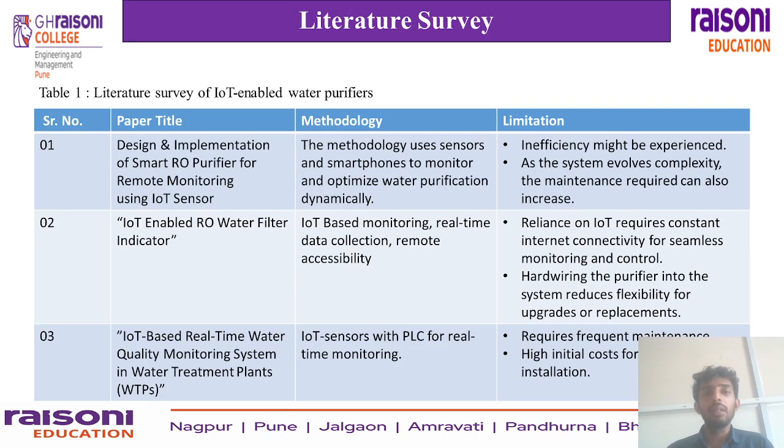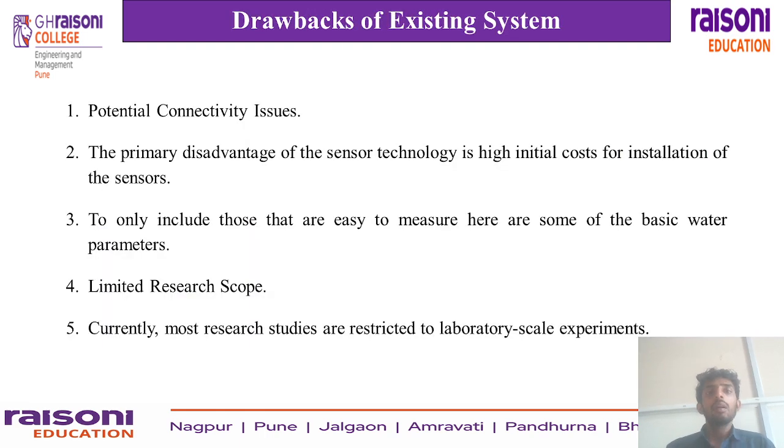Here is some of the literature survey that we referred to during our project execution. Some of the existing system drawbacks are potential connectivity issues, then the primary disadvantage of the sensor technology, which is the high initial cost for installing the sensors. Basically, industrial sensors need high quality, and as a result their cost gets higher, which is not affordable for a middle class family.